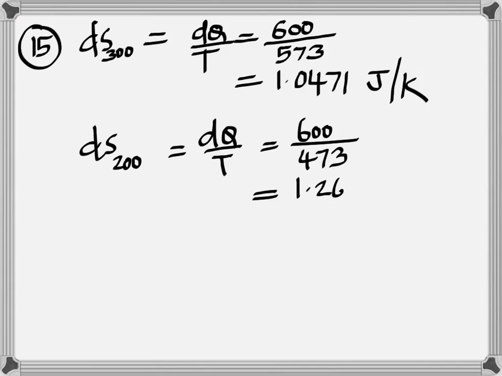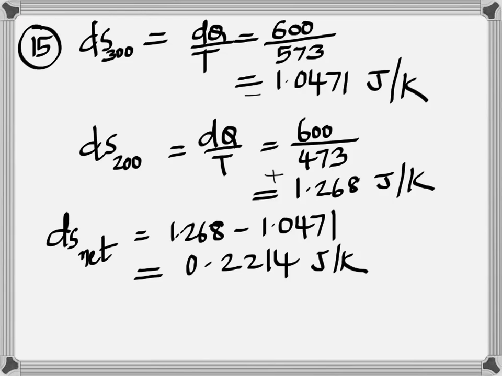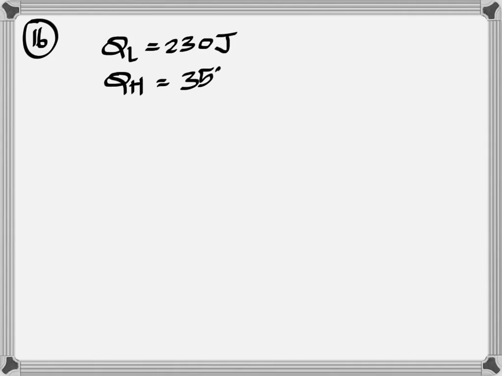You just find the changes in entropy and find the net change in entropy. Just like in the problems before, you get 0.2214 joule per Kelvin. Work is simply QH minus QL.